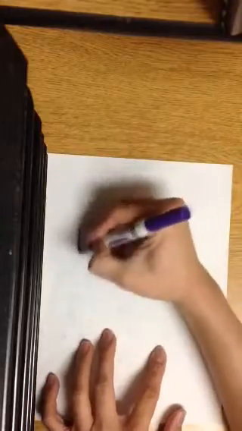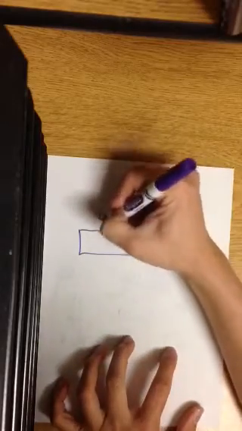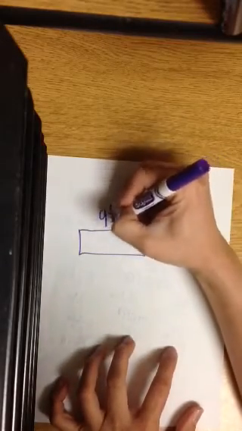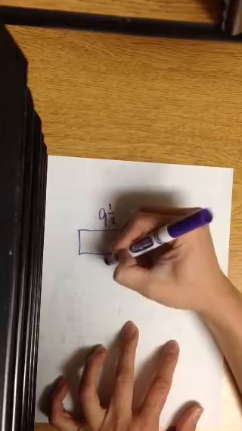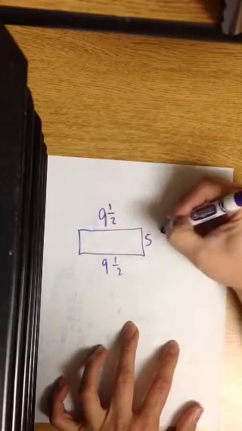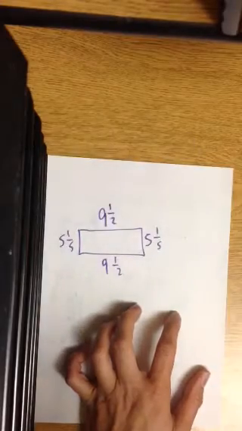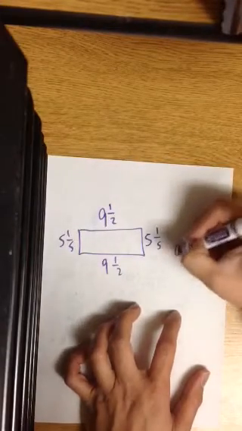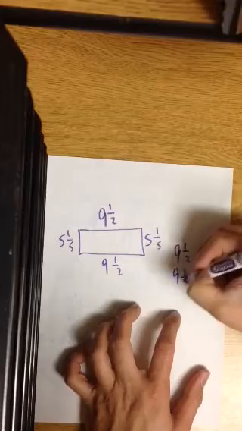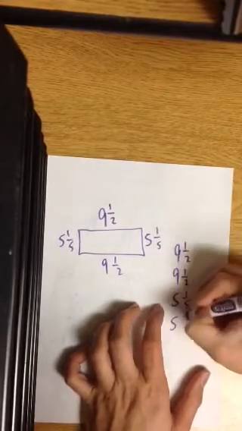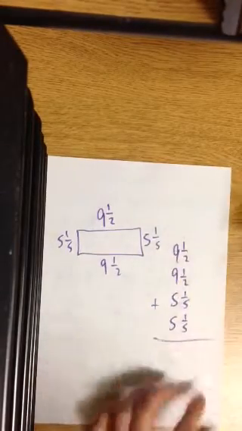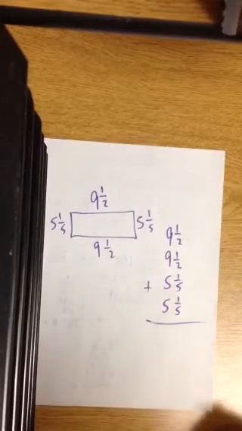Let's get a little bit harder. Let's do all fractions. Let's make this 9 and 1/2, and so this is 9 and 1/2. This is 5 and 1/5, 5 and 1/5. Can you add up all this? 9 1/2 plus 9 1/2, 5 and 1/5, 5 and 1/5. Oh my God, I forgot how to add fractions. It's been a long time.